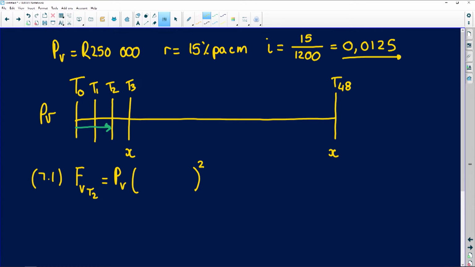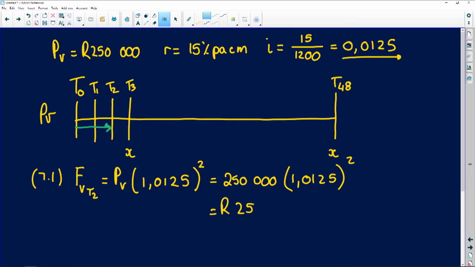And the interest is 1 plus i. So 1.0125 for 2 periods. And all we now need to do is plug this into our calculator. 250,000 times 1.0125, all to the power of 2. And if we put that into our calculator, we get 256,289.06. So just look at this. What is this amount?